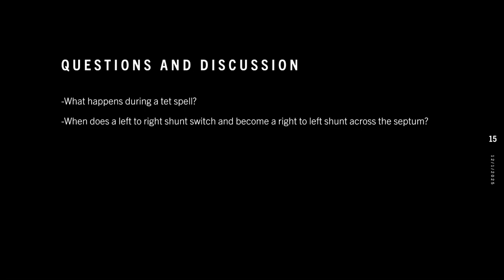So when does a left to right shunt switch and become a right to left shunt across the septum? So when does the blood switch from going from the left ventricle to the right ventricle, and it switches and comes from the right ventricle into the left ventricle? So like we discussed, blood likes to go from high pressure to low pressure. Well, the left ventricle is considered higher pressure than the right ventricle. But with that pulmonic stenosis and the hypertrophy that's going on, the blood isn't able to get through to the lungs, which in return is causing an increase in pressure.